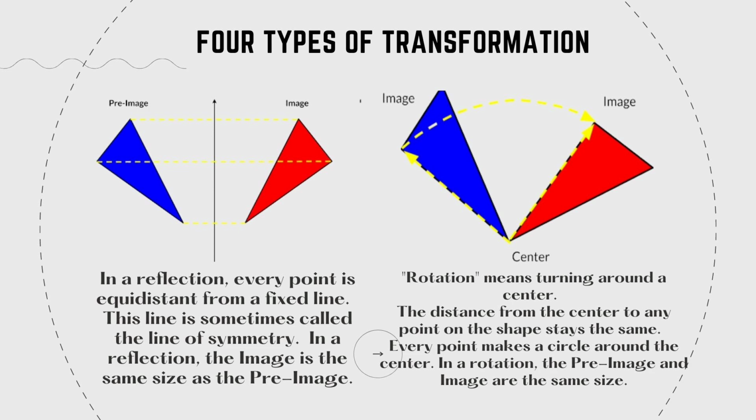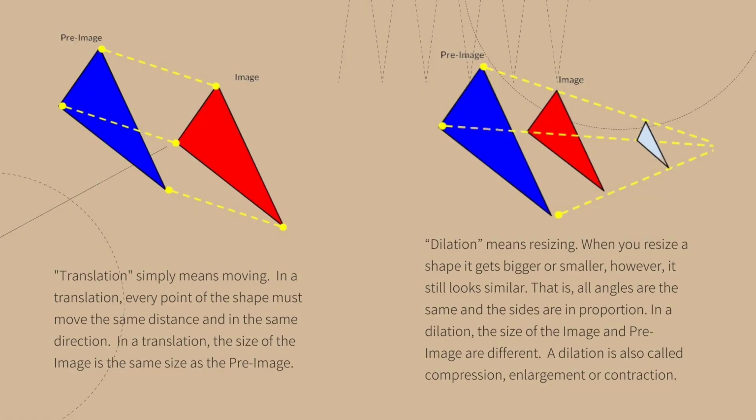Rotation means turning around a center. The distance from the center to any point on the shape stays the same. Every point makes a circle around the center. In rotation, the pre-image and the image are the same size.